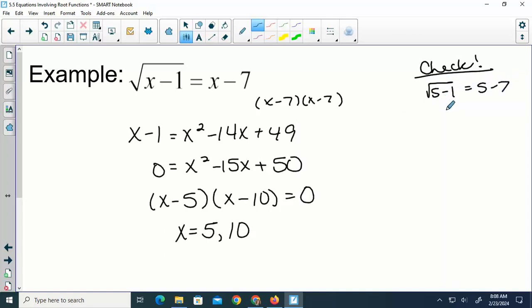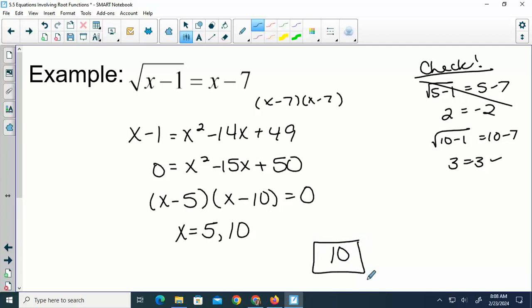Okay, so if I put in a 5. 5 minus 1 is 4. Square root of 4 is 2. But 5 minus 7 is negative 2. So does that one work? No. If I put in a 10. So I get square root of 9, which is 3, equals 10 minus 7, which is 3. So that one does work. So 10 is my only answer.